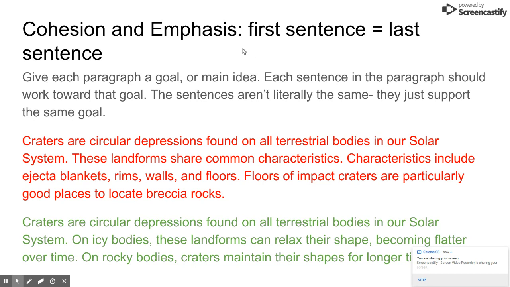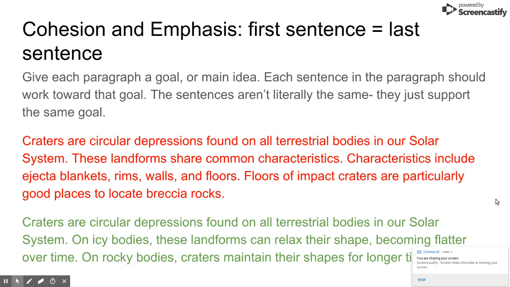The last part of cohesion and emphasis is connecting the first sentence and the last sentence. They don't need to be identical, but the idea here is that every paragraph has a main goal or a main idea. And so every sentence in the paragraph is working toward that goal. And the sentences aren't literally the same. They're all working toward that goal. So here, the goal of the paragraph you're about to read is going to be defined by the first sentence.